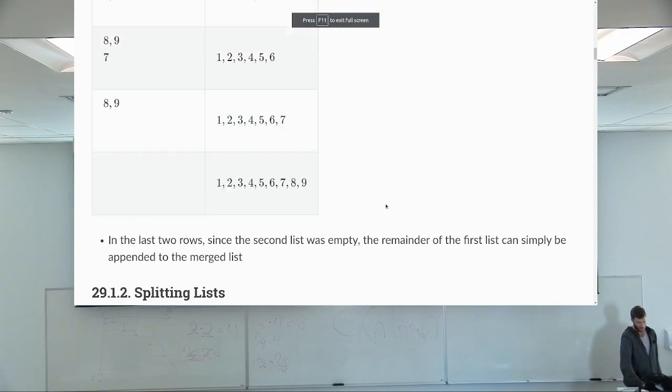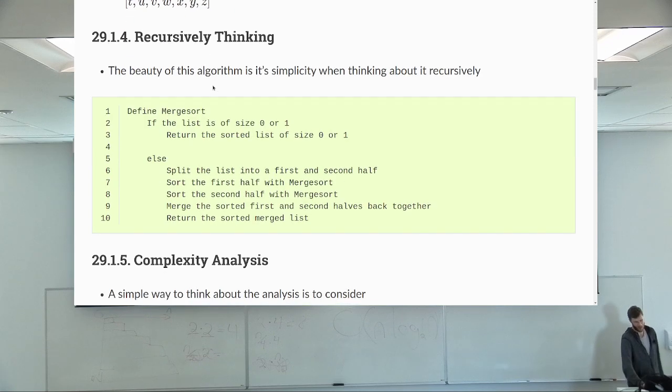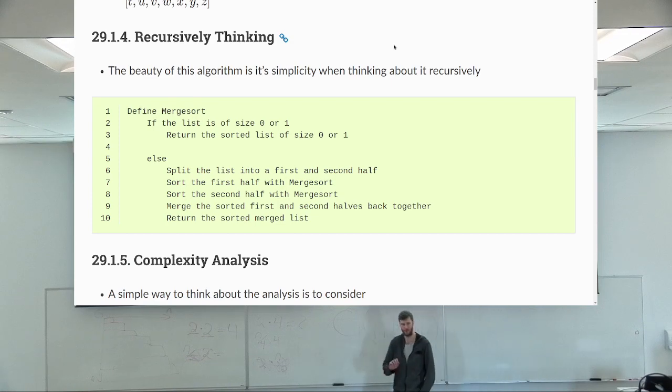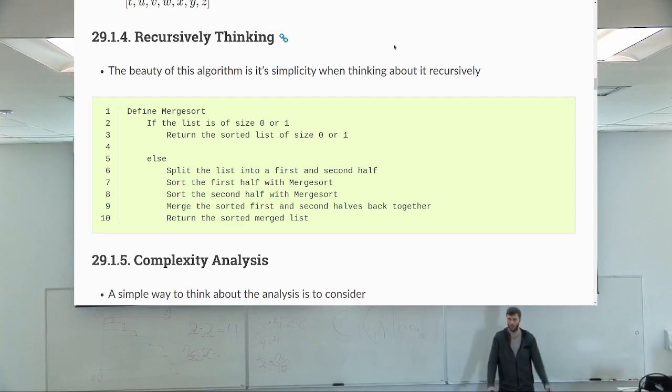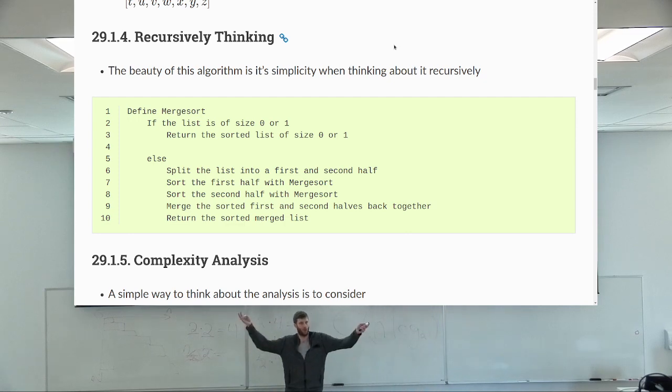That's the computational complexity. So here's kind of showing you how to do it. Now, this algorithm is actually hilariously simple to implement recursively. So define merge sort. If the list is of size 0 or size 1, return the sorted list of size 0 or 1. Right? So here's the recursive algorithm for merge sort. If the size of that list is 0 or 1, return that list. It's a sorted list. If it's not, here's what you're going to do.